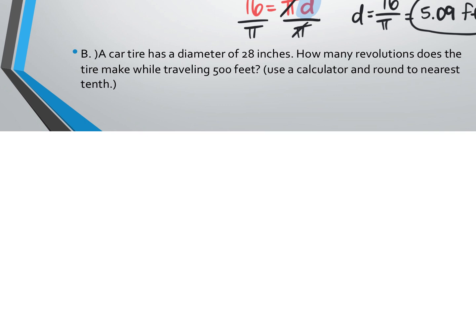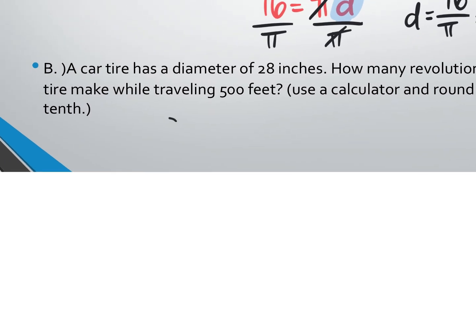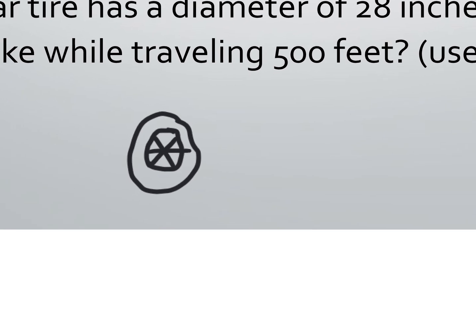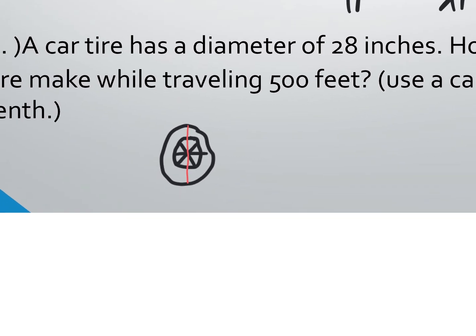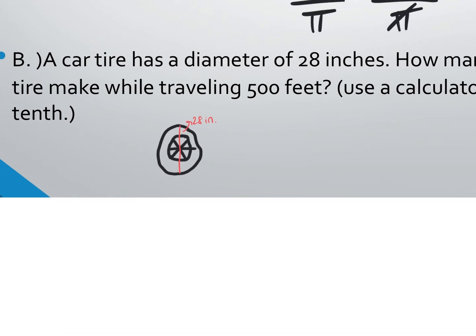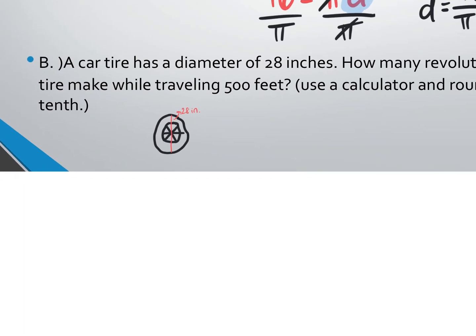I am going to draw a picture because I'm a picture person. So draw a car tire. You can probably draw better than one than I will. Give it some rims. And then draw a diameter through that car tire. What did it say the length of the diameter was? 28 inches. And then it wants to travel 500 feet. So we're going to draw a length of space. It wants to travel all 500 feet. Okay?